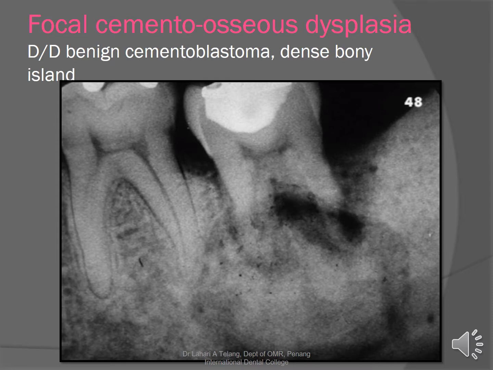Same disease but different region. The terminology that is used is focal cemento-osseous dysplasia. Now generally when we're talking about focal cemento-osseous dysplasia, the image that should come to your mind is a radiograph of a mandibular molar region with a dense radiopaque area at the apex of the tooth. Again, the lesion could be a mixed radiopaque radiolucent lesion depending on the stage at which you're looking at the disease. So the differential diagnosis is benign cementoblastoma or dense bony islands.